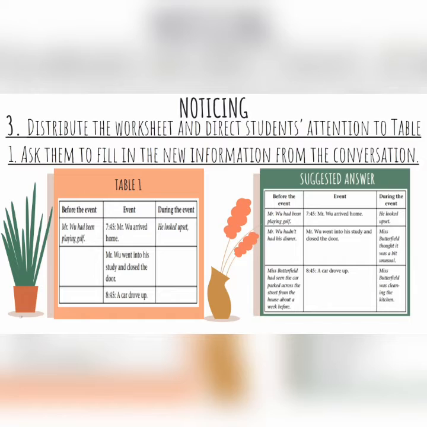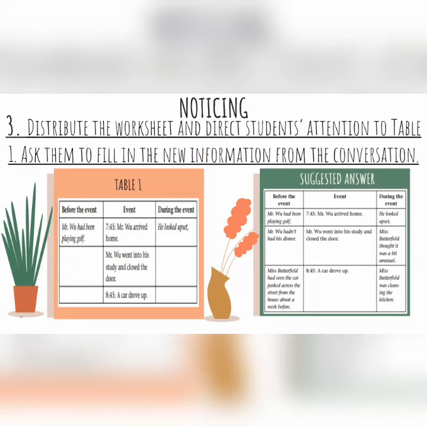In the third point, we are going to give the students the worksheet and direct their attention to table 1, as you can see in the table on your left. The students have to fill in the table with the new information from the conversation. Then we explain and ask them to put in the left column events that happen before the events, and in the right column events that happen at the same time as or after the events. They have to use the same verb tense that appears in the conversation. The table on your right shows suggested answers with the information the students could write in the table.